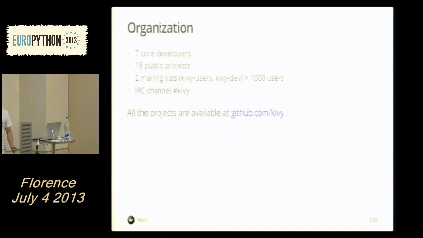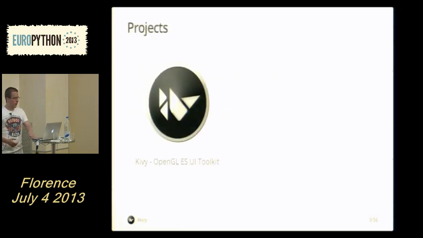So let's talk a little bit about the organization. Kivy is only the project, but we are an organization of 7 people around the world who are committing regularly on the project and on a lot of projects. We manage more than 18 public projects right now, I guess. We have 2 mailing lists to contact us. Use Kivy Dev only if you are working on one of our projects, not if you are working only on your application. And we have an IRC channel where a lot of people are here every day to help you with your issues.